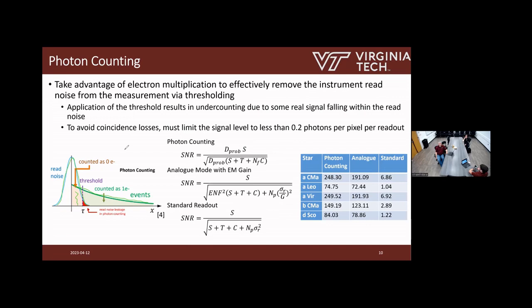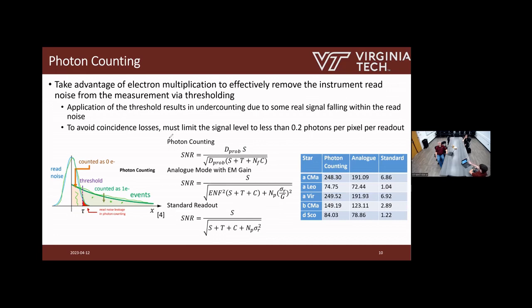Simultaneously, we also need to consider coincidence losses. So in photon counting, each time we see an event above this threshold, so maybe here, or here, or here, we count that as one electron, because that's what we expect to be input into our output register. But if there are two electrons, we're not going to discern that from a one electron event, so we get an undercount. So how we deal with this is that we limit the signal level to less than 0.2 photons per pixel per readout. And so this makes it so that the chance of a coincidence loss happening is very low.